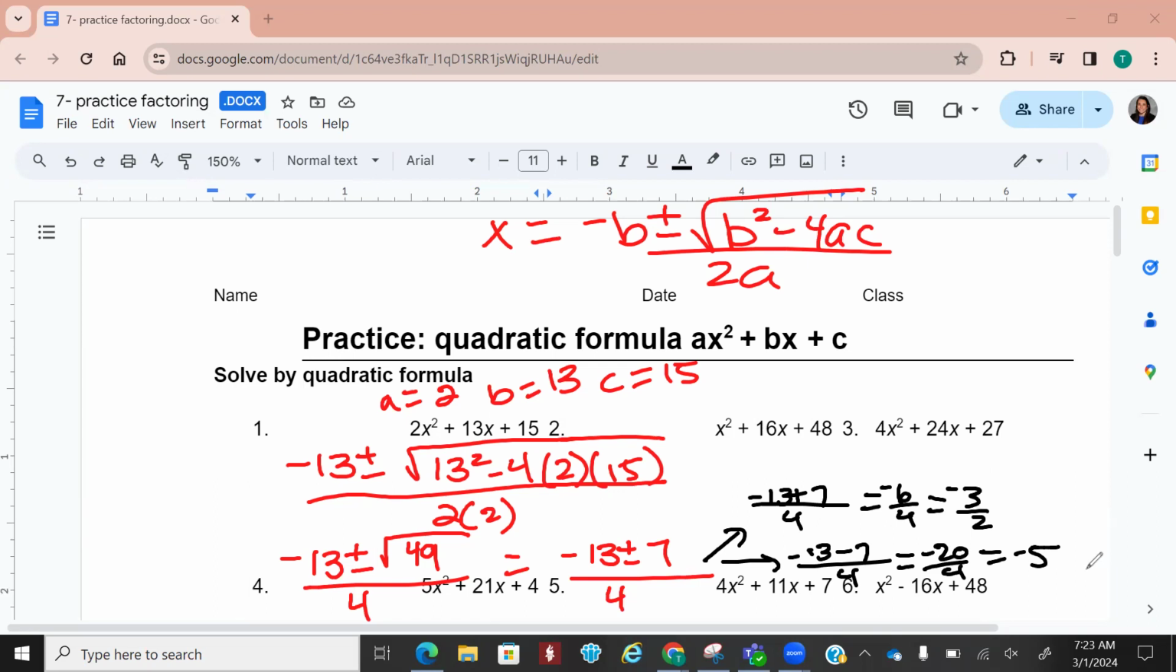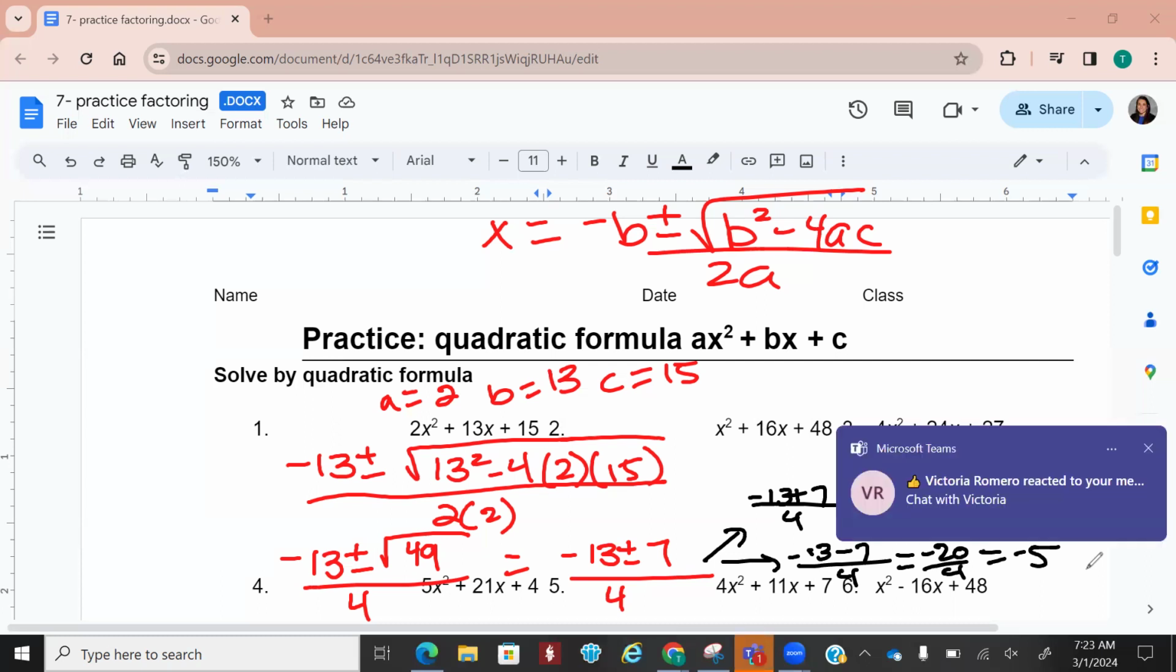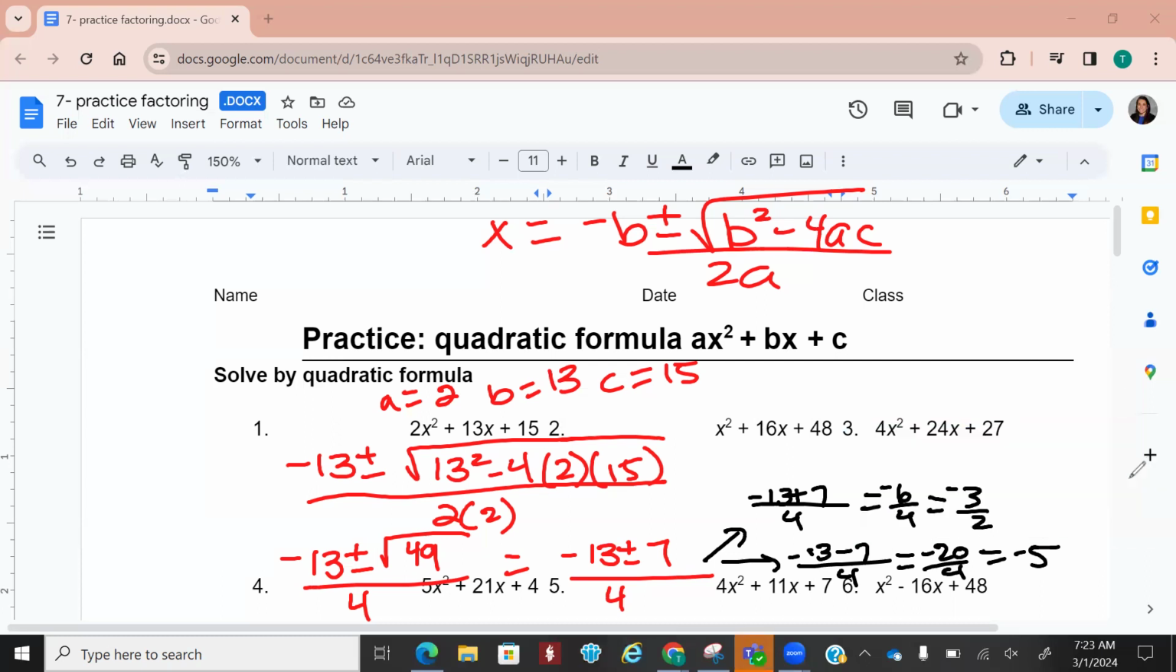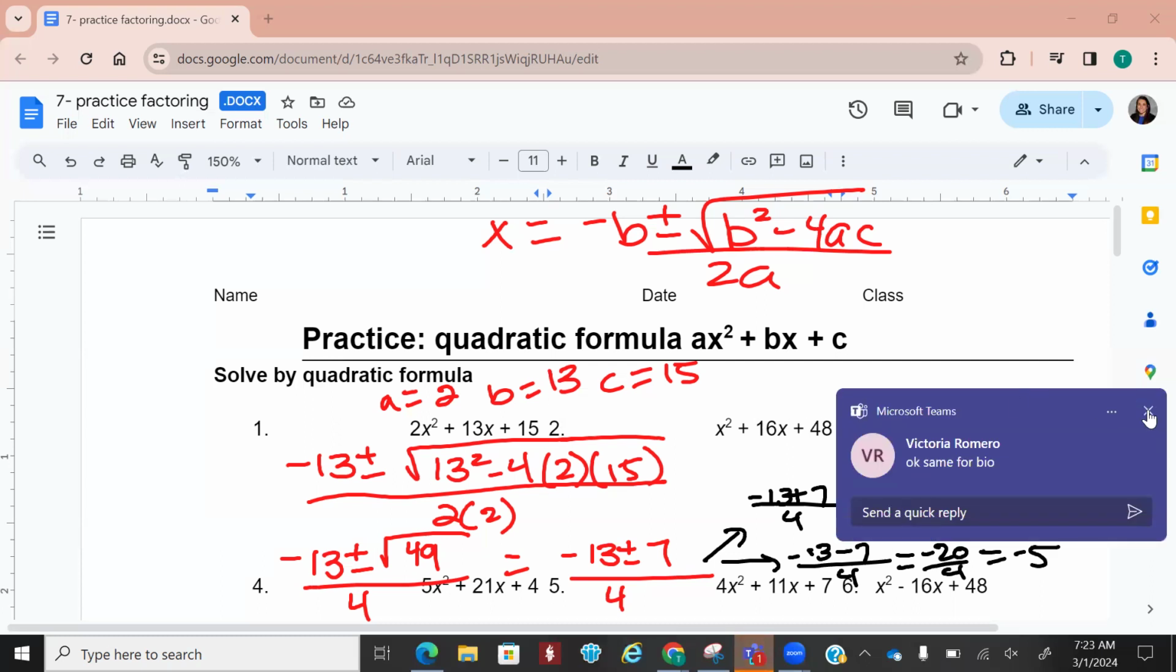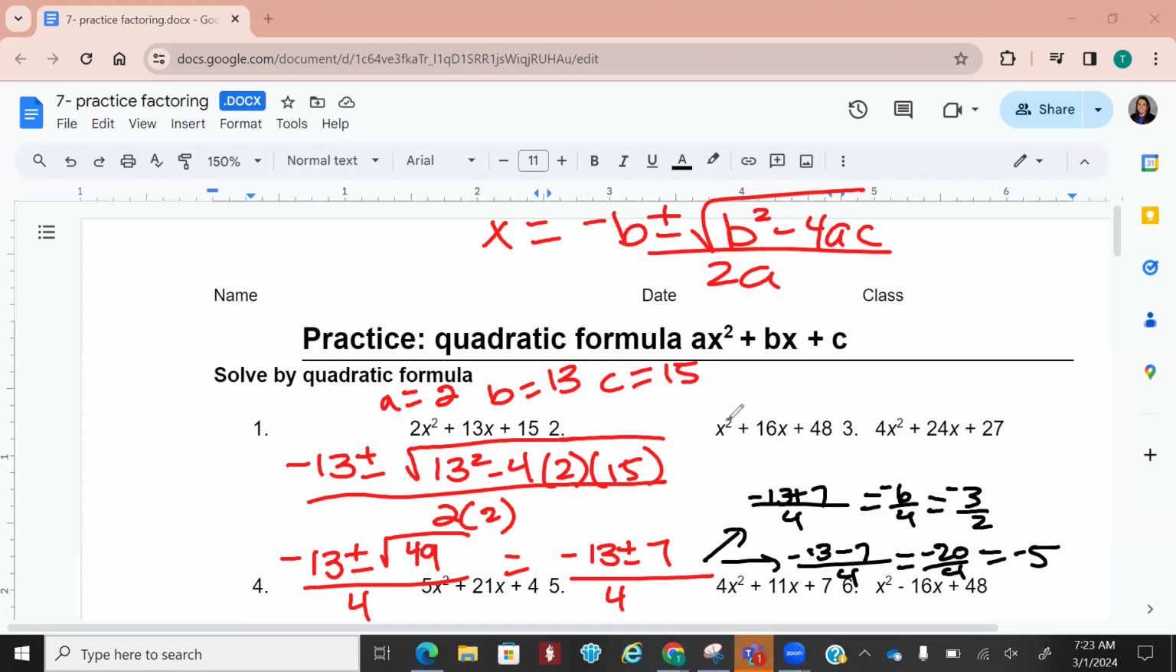If you need more space, you can write it off to the side, write it on a piece of paper. That's fine. All right, so on number 2, what's your A? 1. What's your B? And then what's your C? Did you plug in yet or no?